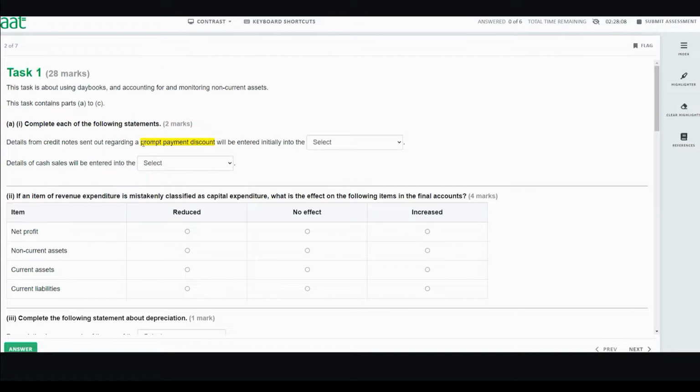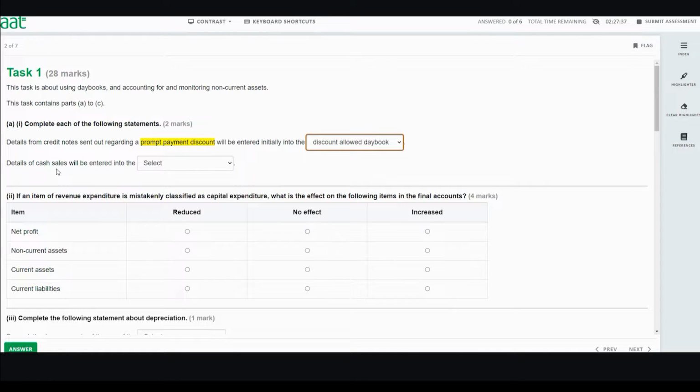Well, if it's a prompt payment discount and we're sending out the credit notes, it's got to be the discounts allowed daybook. Okay, because we're giving it to customers, we're sending the credit notes out. If it was credit notes coming in because we'd paid early, that would then be the discounts received daybook. But on this one, it's credit notes sent out for prompt payment discounts.